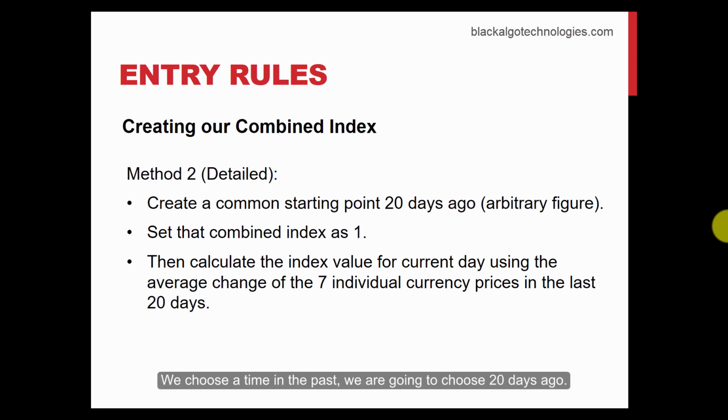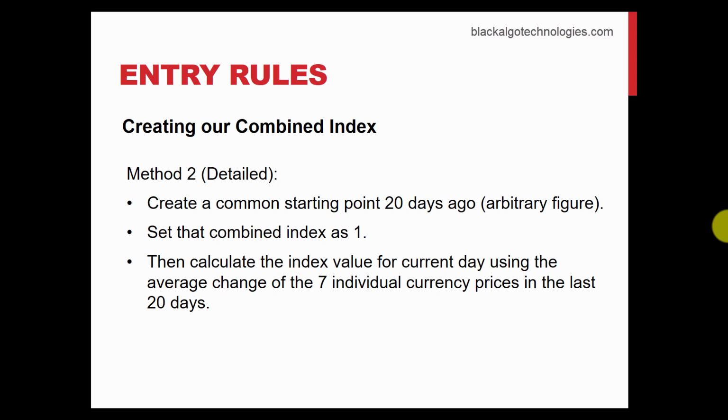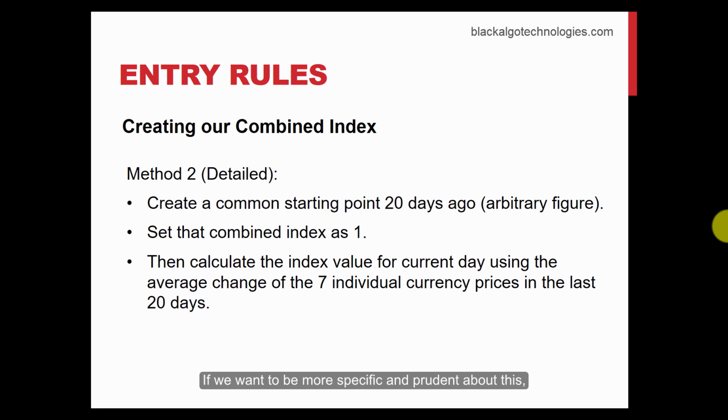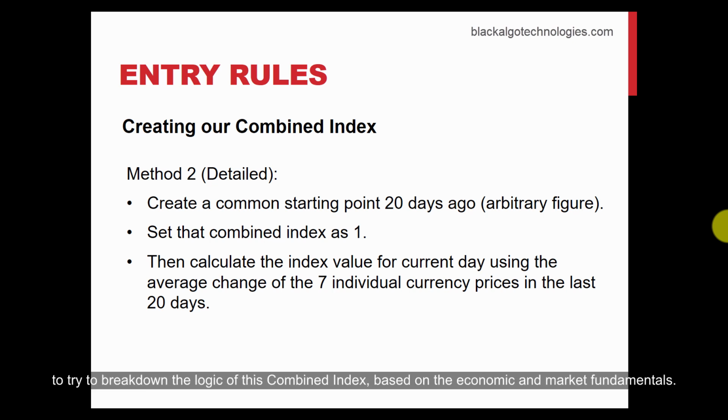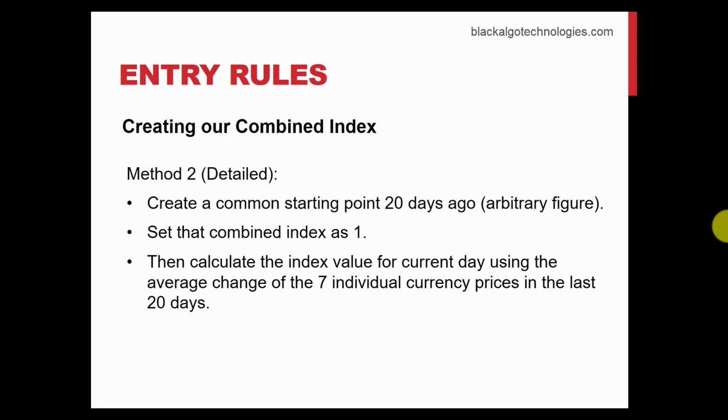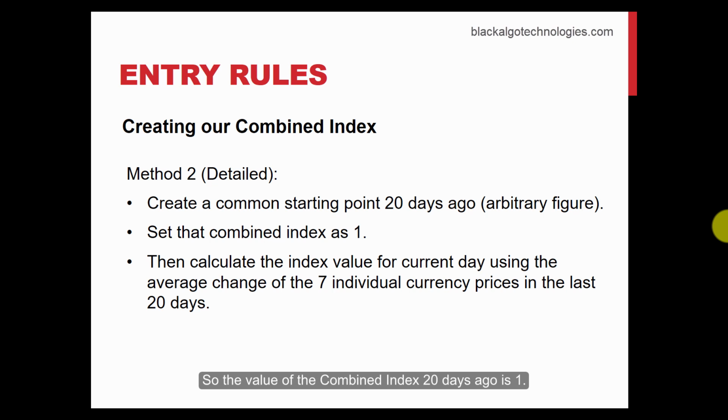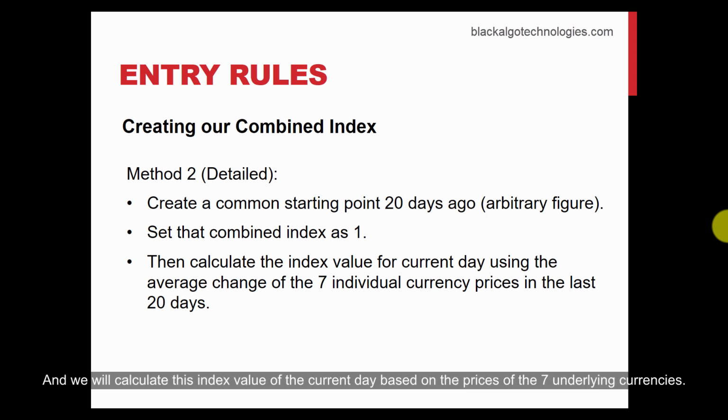We choose a time in the past. We are going to choose 20 days ago. This is an arbitrary figure. If you want to be more specific and more prudent about this, what we should do is to develop backtests, optimizations, try to break down the logic of this combined index based on the economic and market fundamentals. But right now, we're not going to do that. We just choose a time in the past, which is 20 days ago. So the value of the combined index 20 days ago is 1. And we will calculate this index value for the current day based on the prices of the 7 underlying currencies.